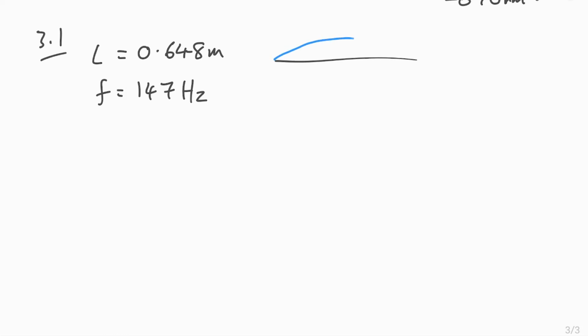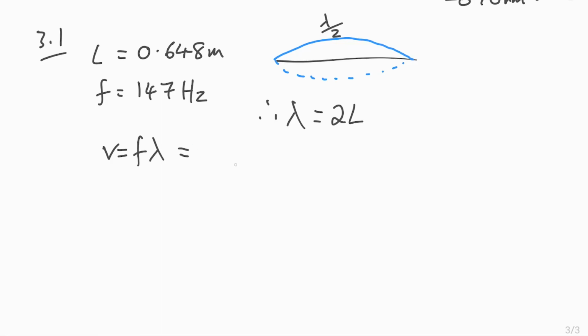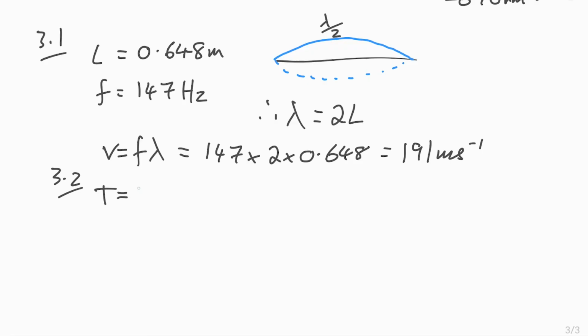If it's the first harmonic, then that means we have half a wavelength on the string. So that's lambda over 2. Therefore, lambda is two lots of the length of the string. And so if we're looking for v equals f lambda, or c equals f lambda, that's going to be 147 times 2 times 0.648. And that gives us 191 meters per second.